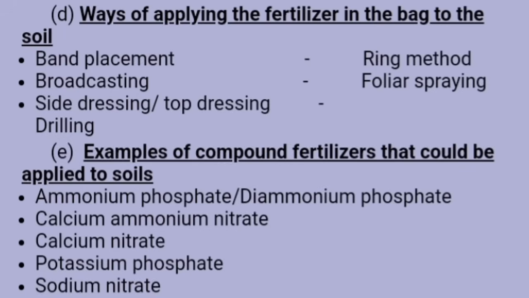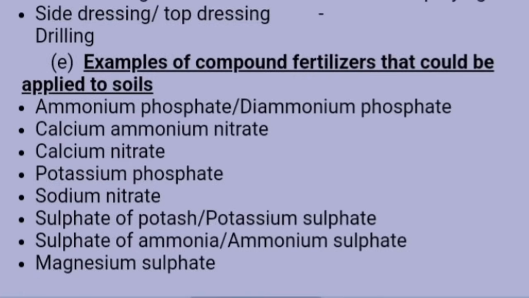Okay, then about the examples of compound fertilizers that could be applied to soils apart from the sulfate of ammonia, that's ammonium sulfate. You can have ammonium phosphates, diammonium phosphate. You can have calcium ammonium nitrate. You can have calcium nitrate. You can have potassium phosphate. You can have sodium nitrates. You can have potassium sulfates, that's sulfate of potash, and we can have magnesium sulfate.